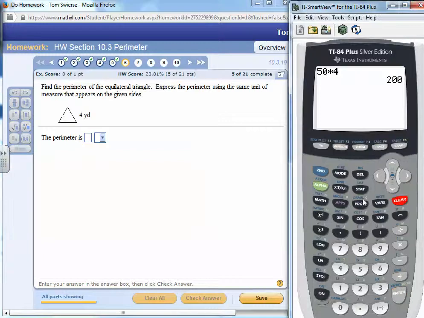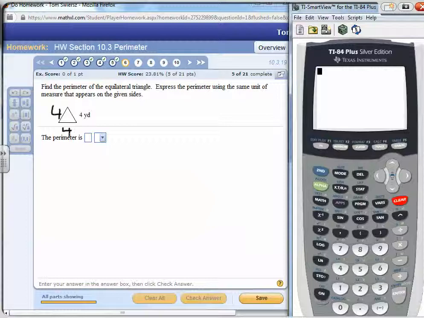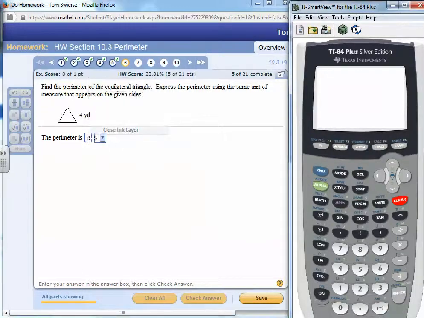Number 6, perimeter. Equilateral triangle means all the sides are equal, right? So the 3 sides are each equal to 4. So obviously this side is 4, this side is 4 because it's equilateral. So we add up 4 3 times, or 3 times 4. We can do that in our head. That will give us a perimeter of 12 yards.